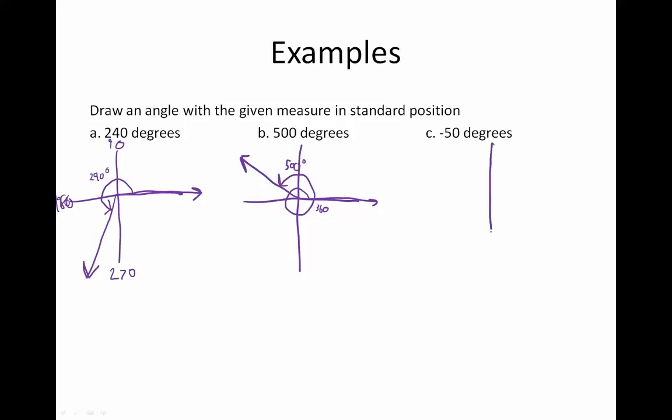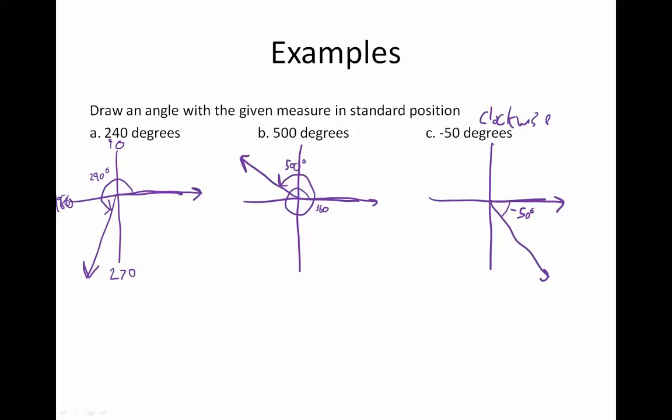Finally, this last one is a negative 50-degree angle measure. Well, it's negative, which means I'm going to be going clockwise now. So I'm starting at my initial side here, but then I'm only going to go 50 degrees, which is a little bit more than half. So we're going to go about there. And that is a negative 50-degree angle because it goes in that opposite direction.